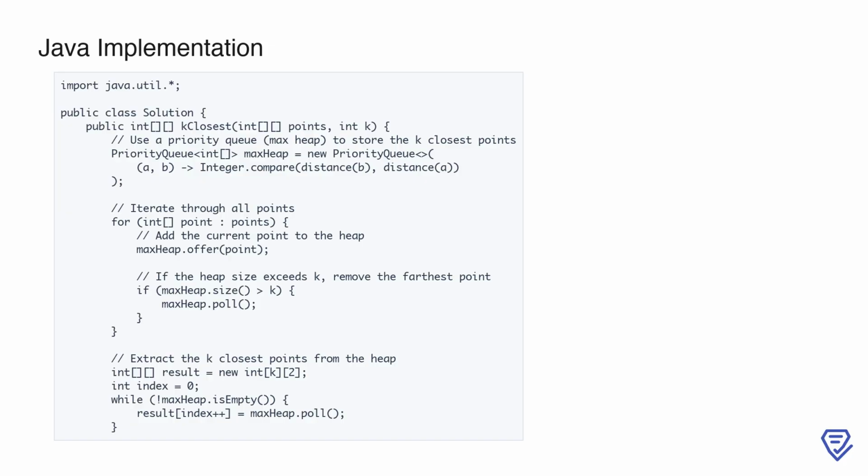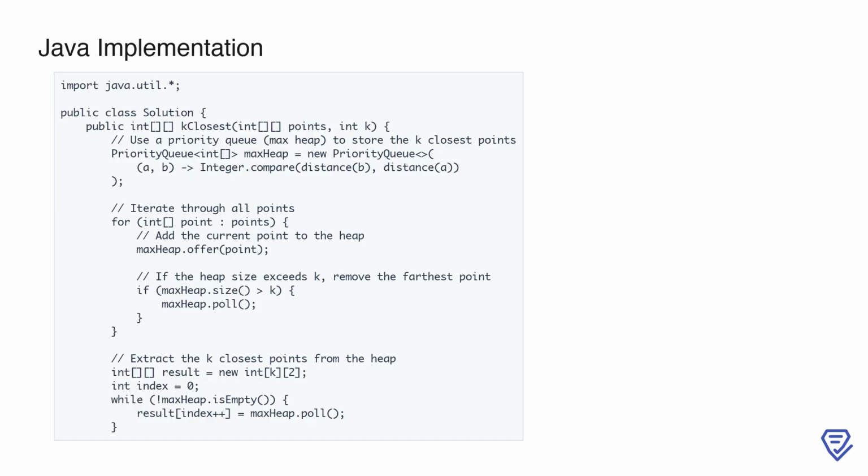The main method, kClosest, takes in a 2D array of points and an integer k, representing the number of closest points we need to find. To achieve this, we use a priority queue, implemented as a max heap, to store the k closest points based on their distance from the origin. The comparator in the priority queue is set up to sort points by their squared distance in descending order, ensuring that the farthest point in the heap can be efficiently removed.